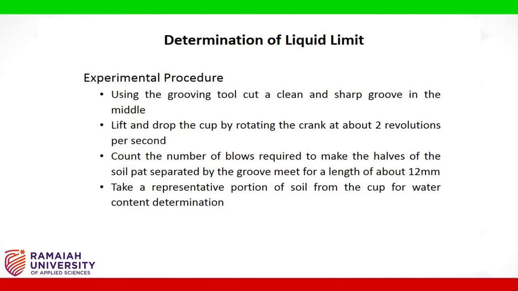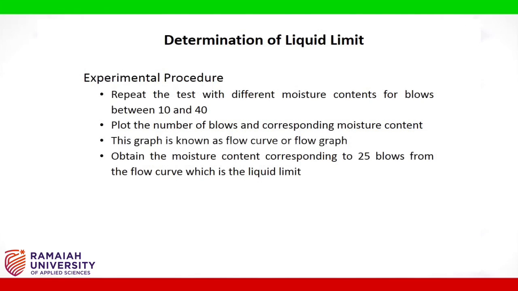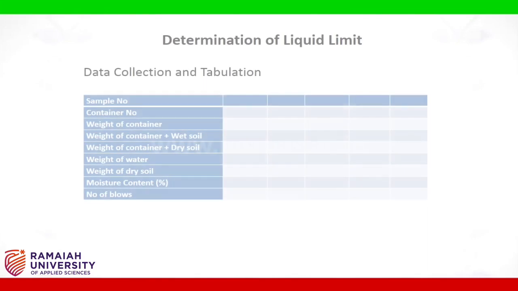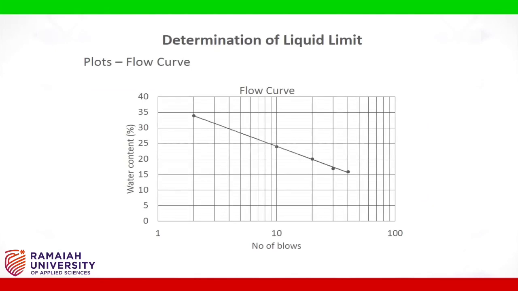Take a representative portion of soil from the cup for water content determination. Repeat the test with different moisture contents for blows between 10 and 40. Plot the number of blows and corresponding moisture content. This graph is known as flow curve or flow graph. Obtain the moisture content corresponding to 25 blows from the flow curve, which is the liquid limit. Data collection and tabulation is as shown in the table. Flow curve obtained is as shown in the figure.